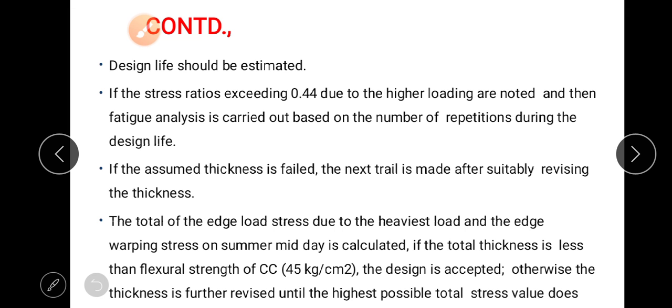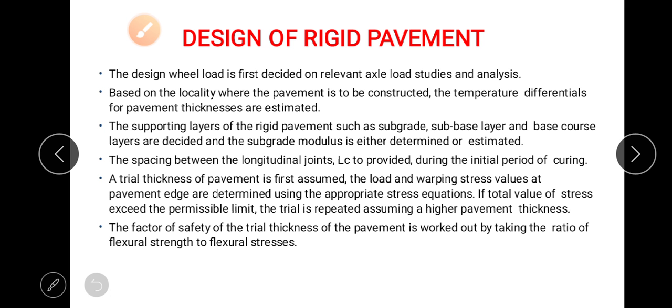Design of rigid pavement. How to design? The design wheel load is first of all decided, based on relevant axle load studies and analysis. Based on the locality where the pavement is to be constructed, the temperature differentials for pavement thicknesses are estimated. Third step: the supporting layers of the rigid pavement, such as subgrade, subbase layer or base course layers, are decided and the subgrade modulus is either determined or estimated.